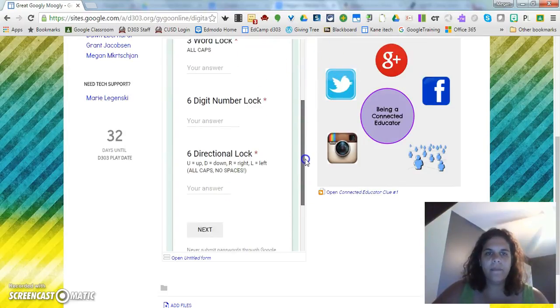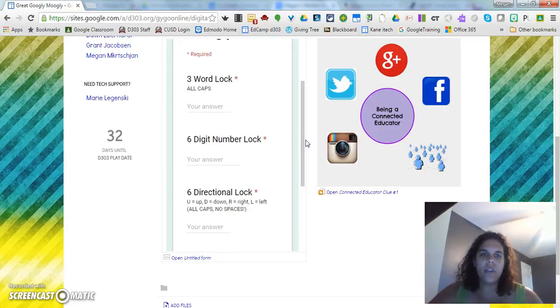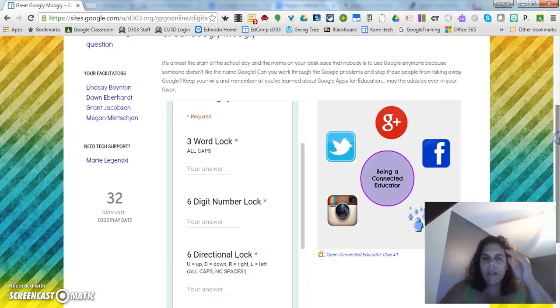There are 3 locks that you're trying to crack: a word lock that has 3 words in it, a 6-digit number lock, and a 6-directional lock. I'm providing some different clues and hints to get to those locks. The big purpose of this is that some new information is being presented, and some of it is reminding you about things we talked about and practicing skills that maybe we didn't get to these past few weeks.